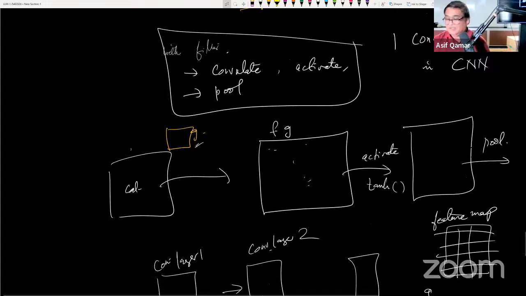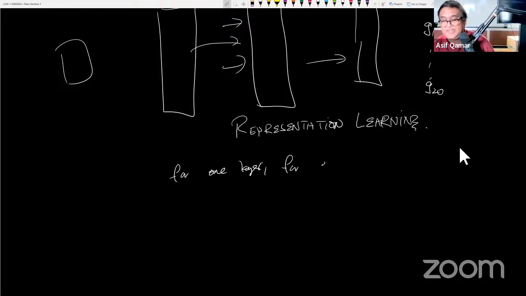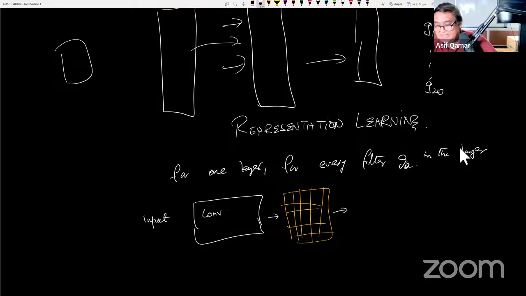So what happens is, let's look at it for one layer. For every filter G in the layer, the input goes through convolute, that creates its own feature map. It creates a feature map, a convoluted map. That is fed into activate.